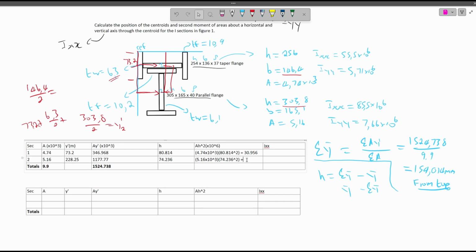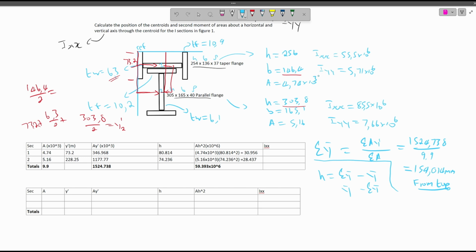74.236. Then we get 28.437. Our total here, 28.437 plus 30.956, gets 59.393 times 10 to the 6. Our Ixx and our Iyy, we're going to use these ones that we have here.